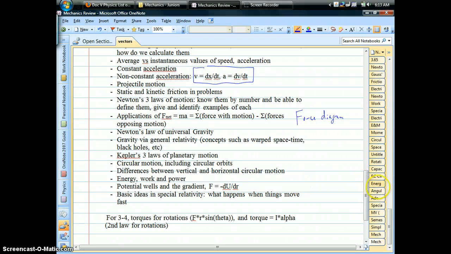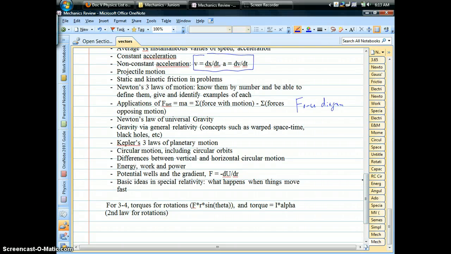And then in the next few days, we'll also be getting into things with energy, work, those potential wells, what changes when you move fast. Just basic concepts of relativity. There won't be much on relativity at all. And then for the 3-4 class, Newton's second law for rotations, torque equals I alpha, and how to find torques. That fits in with Newton's laws.